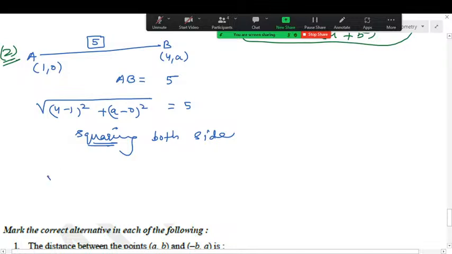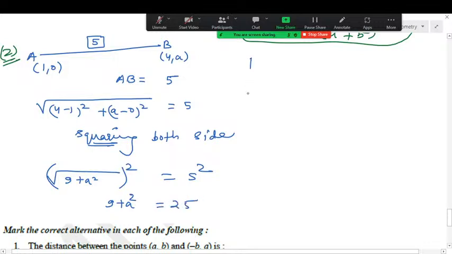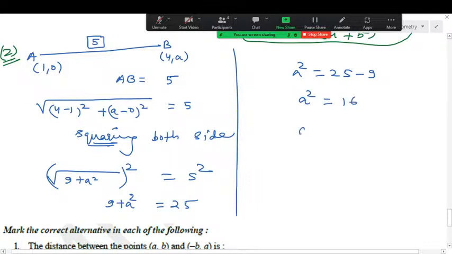And if we are squaring here, we get 9 plus a square under root square equal to 5 square, which is 9 plus a square equal to 25. And further, it's going to be a square is equal to 25 minus 9. Hence, a square is 16. And if we just do this, we take plus minus root 16. Remember this? And hence it is plus minus 4.